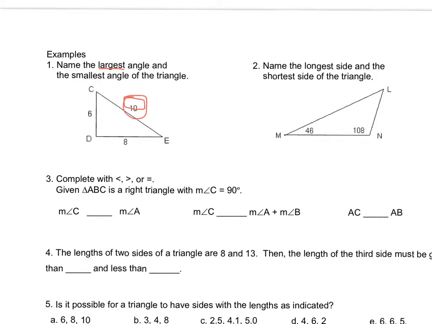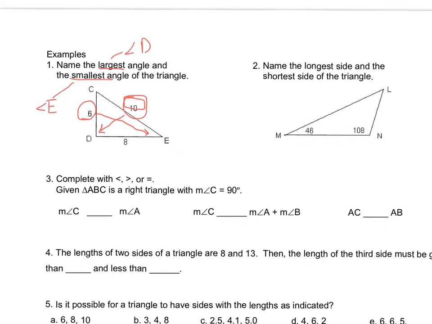Our longest side is side 10. The angle opposite is angle D. So our largest is angle D. Our smallest angle is going to be opposite the smallest side. Our smallest side is 6, which means that our smallest angle is E. Simple enough, right?